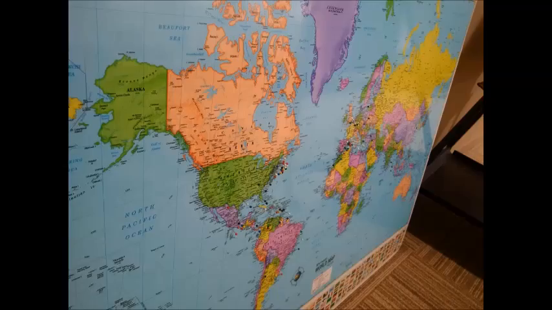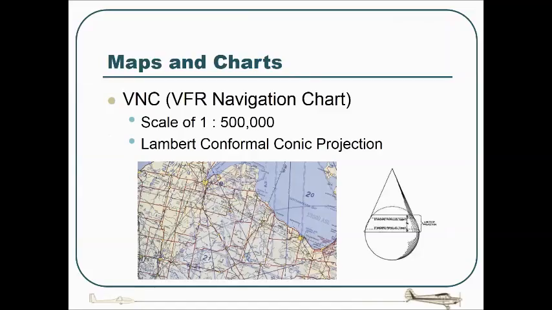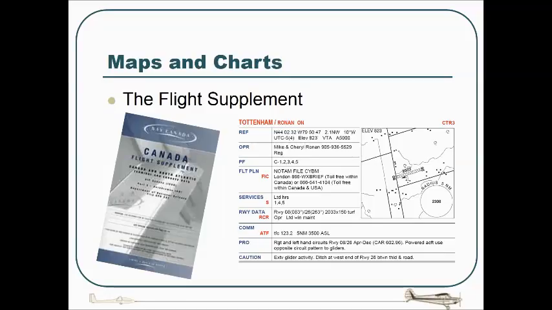So if I just back up here for a second, here's a picture of a VNC. And if you take a look closely, we can see there's an airport right here. I think that's another one there. We don't nearly have enough scale to zoom right in. There's an airport here. That's one of the paper only. We can't zoom right in. So what the Canada Flight Sup, the flight supplement, does is it zooms right in for us.